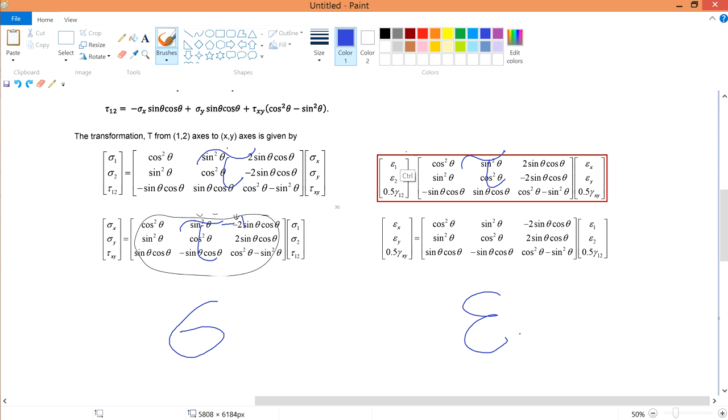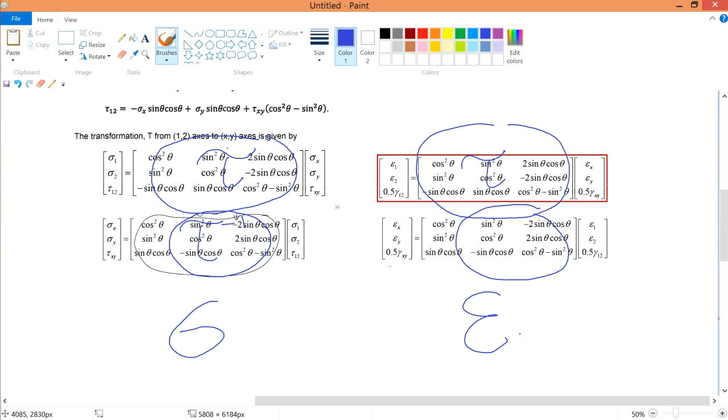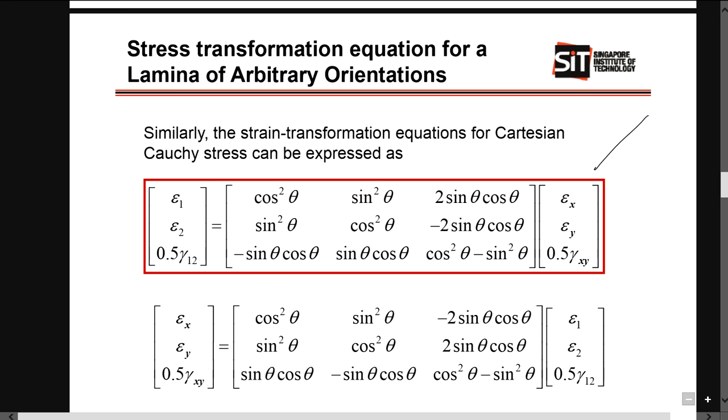Everything is the same. If you take a look at this transformation matrix and this, are there any differences? Exactly the same. The only difference is this one, 0.5 gamma 12 and 0.5 gamma xy. I don't know why it is 0.5, but you just need to take note that there is a 0.5 over here. The rest are the same. Your stresses are the same, your strains are the same, just that the shear strains have 0.5. That's all it is. Same thing all over here, these transformations are the same. Nothing changed, and this is what this page is trying to say.